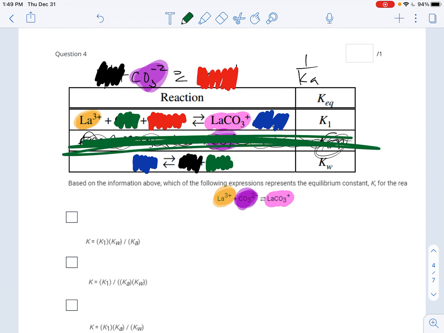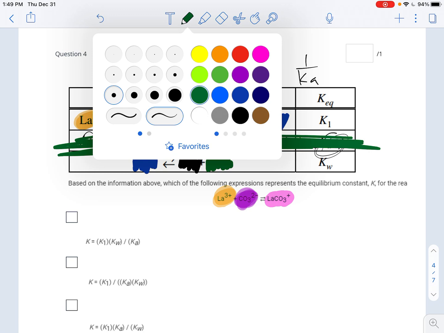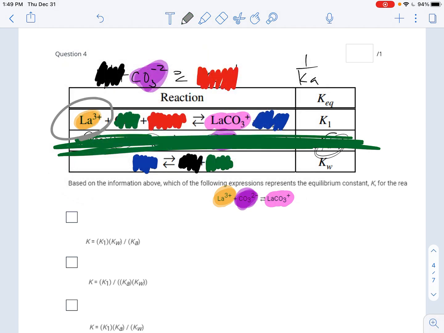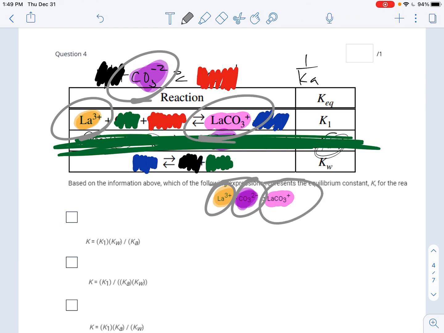So the only thing that I am left with after all of this color-coded crossing out are the things that I want. I've got my La, I've got my CO3, and I've got my LaCO3 over here, so we're in good shape. So I did not modify this, I did not modify this, but I inverted that guy there.